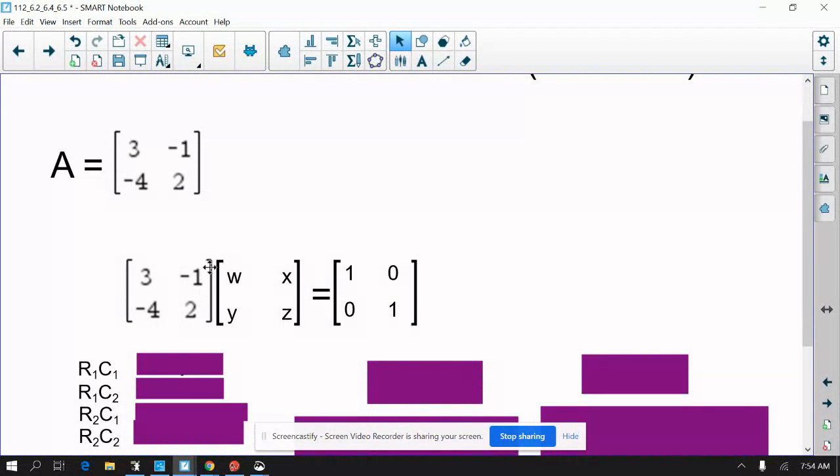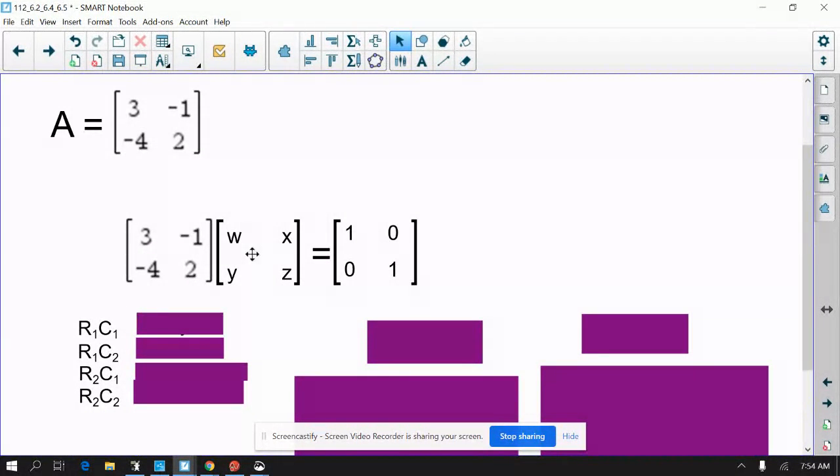And I know the thing about inverses. If I multiply by the inverse, I'm going to get the identity. So I'm going to multiply these two. And to multiply matrices, I take the rows of the left times the columns of the right. So row 1 times column 1, that's 3 times W plus -1 times Y. Row 1 times column 1 will give me the answer in row 1, column 1, which is 1.